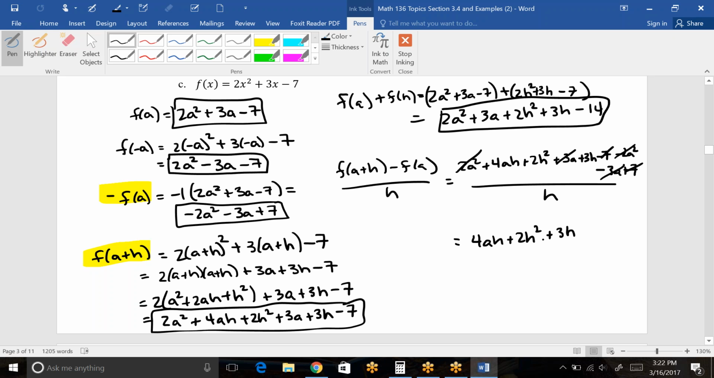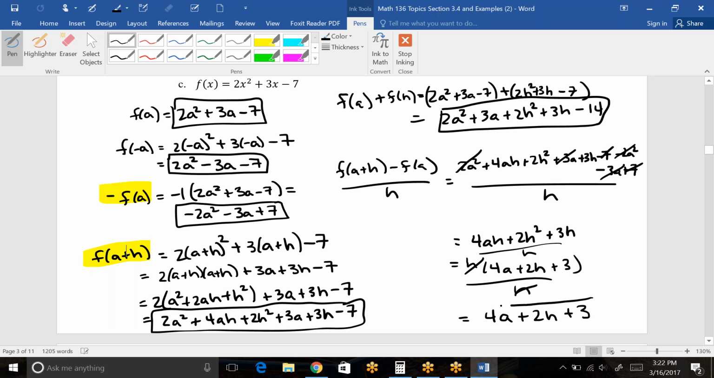So then when we look at pulling out an h on all of these, because this is all over h still, that'd be 4a plus 2h plus 3 all over that, and the h's will cancel. So my final answer will be 4a plus 2h plus 3.